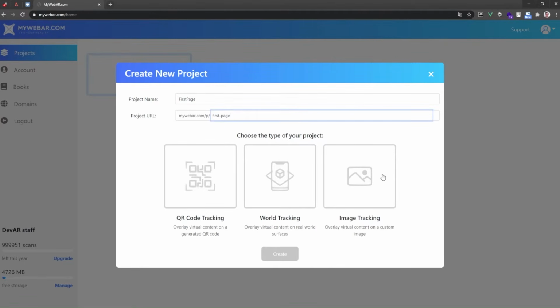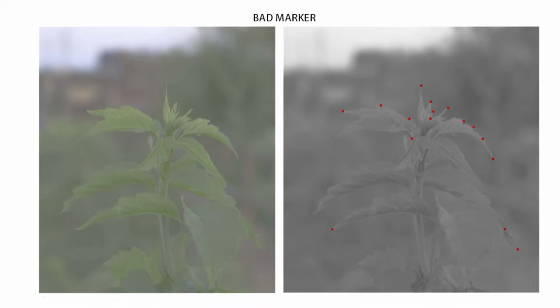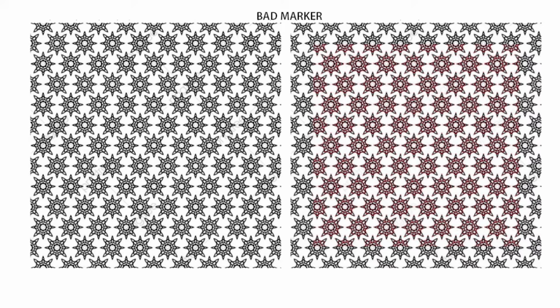Now we need to select image tracking. I would advise you not to use the first image you can find on your computer, as for the best performance, this image should meet the following requirements. High level of contrast. A difference in the shades helps to find more anchor points. Avoid repeated patterns or shapes. Similar objects can negatively affect the tracking performance.